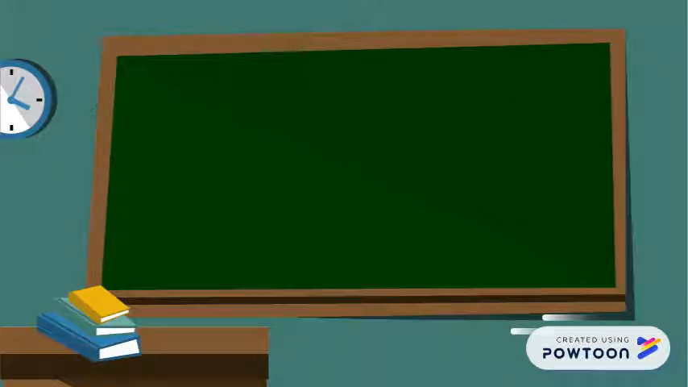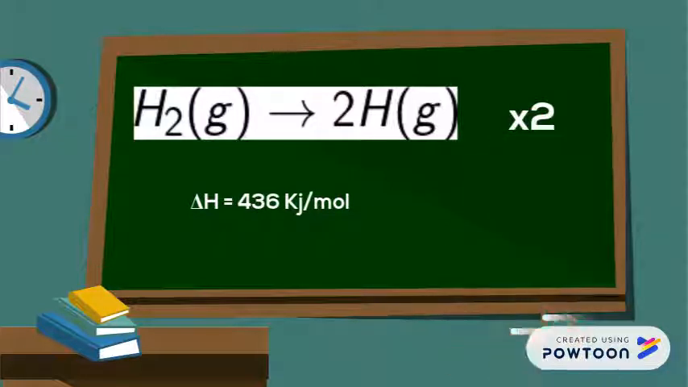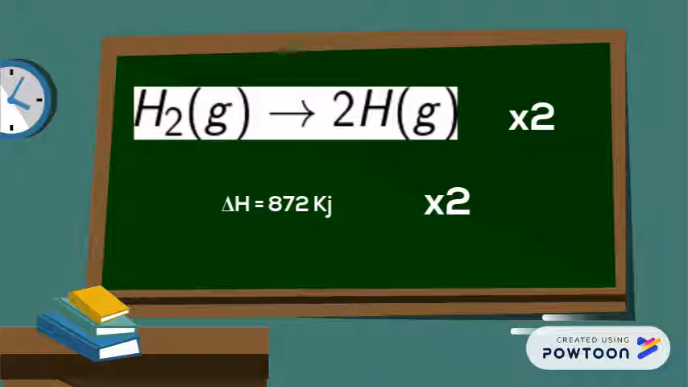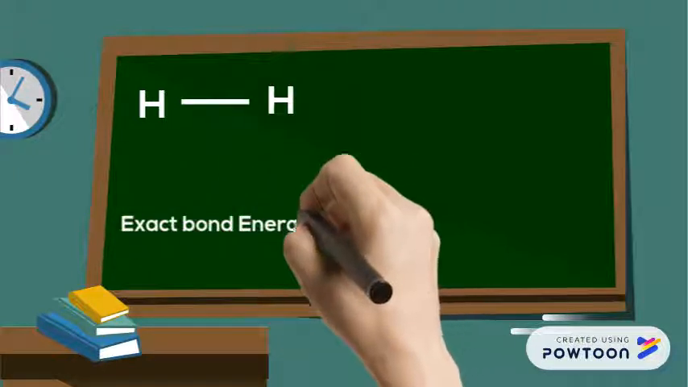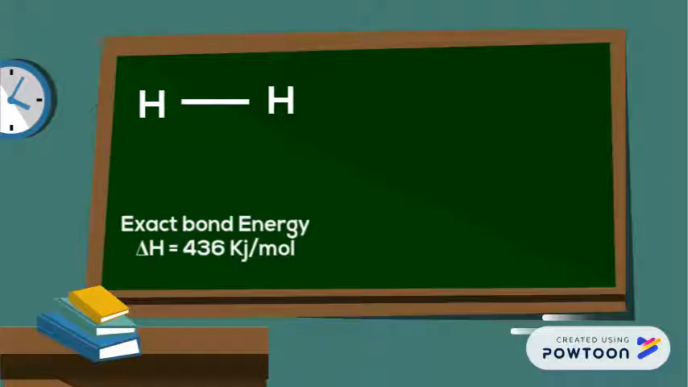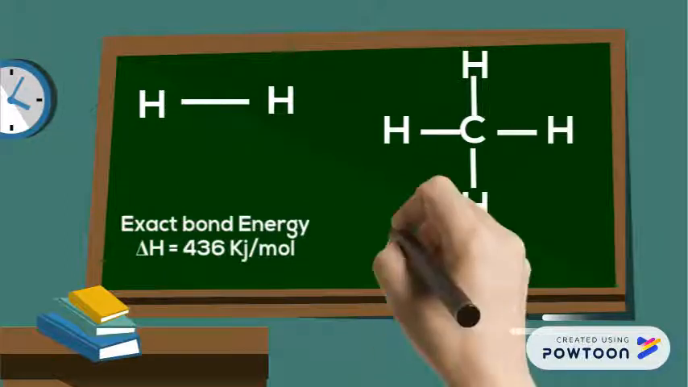In this case, we're dealing with a single mole of hydrogen-hydrogen bonds. If we were to double the number of moles of molecular hydrogen to 2 moles, we'd also need to double the change in enthalpy to 872 kilojoules. When working with diatomic molecules and other simple chemicals, it's possible to experimentally determine the exact bond energy. However, with more complex molecules such as hydrocarbons, we have to deal with the average bond energy.